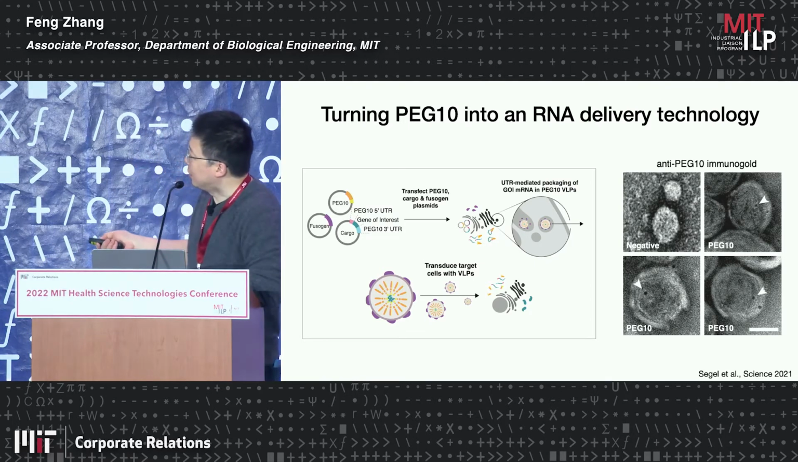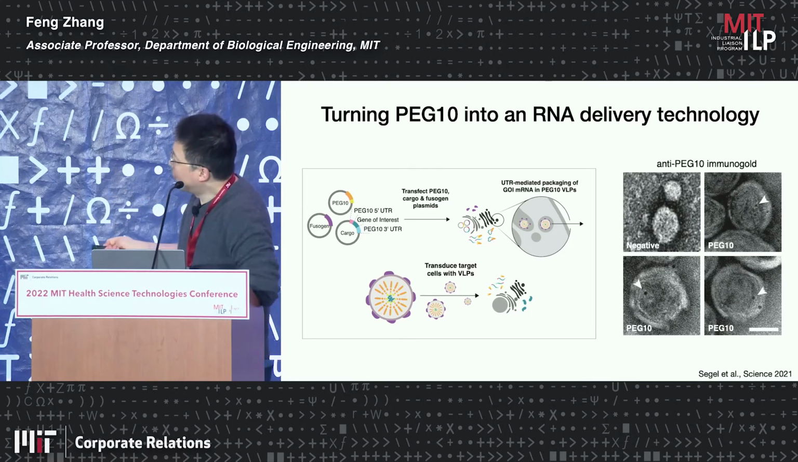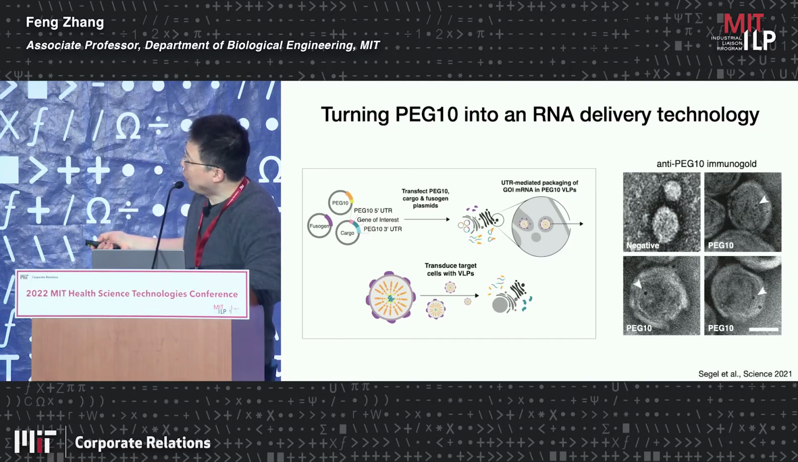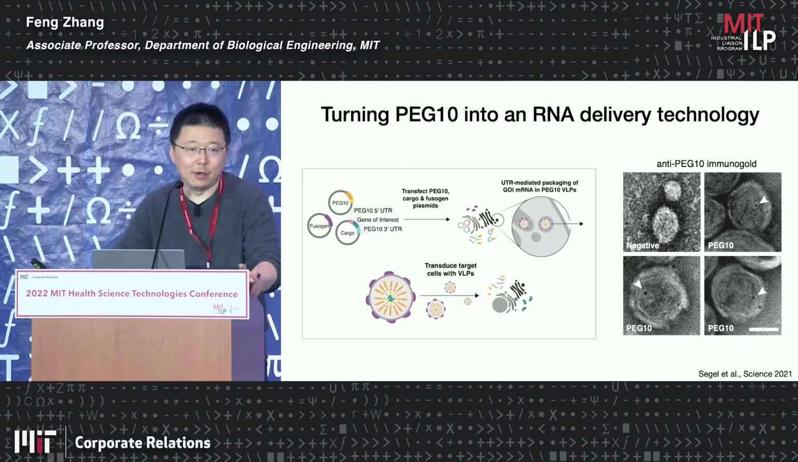And so we engineered a system where we have 3 different elements. There's a fusogen, which decorates the surface of these PEG10-like particles, and then PEG10, which makes the protein to form the capsid. But then we engineered the RNA as a cargo RNA by taking a gene of interest and flanking it with the 5' and 3' UTR from the natural PEG10 mRNA. The idea is that these UTRs would allow this new synthetic RNA to interact with PEG10 and get loaded into a PEG10 virus-like particle.